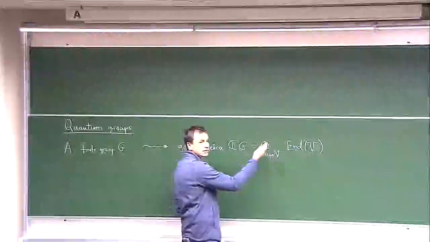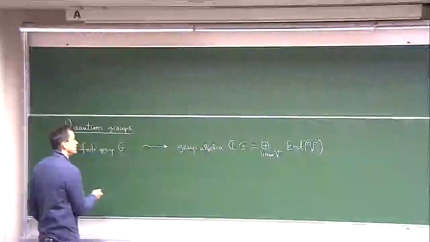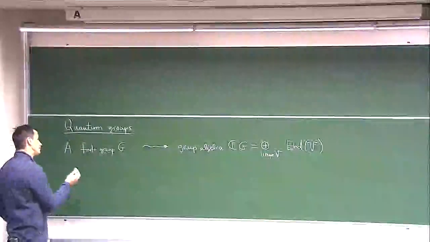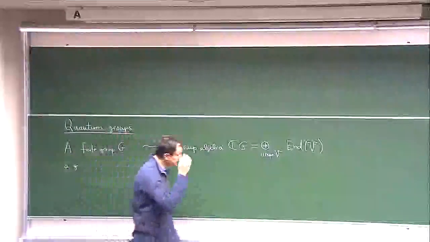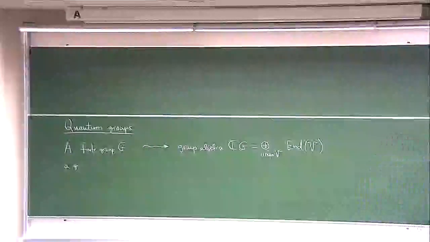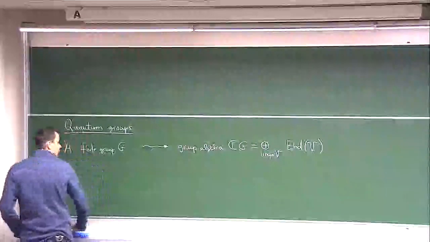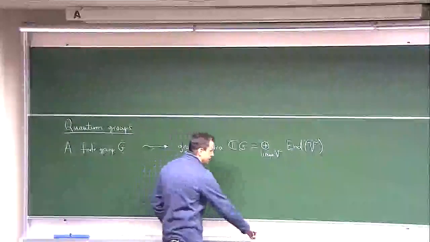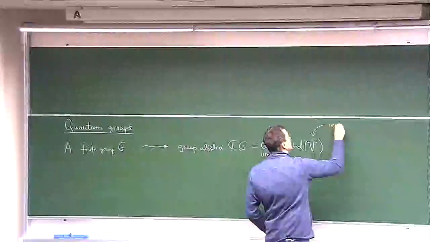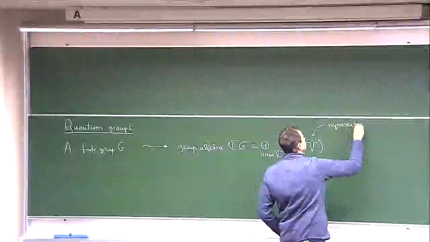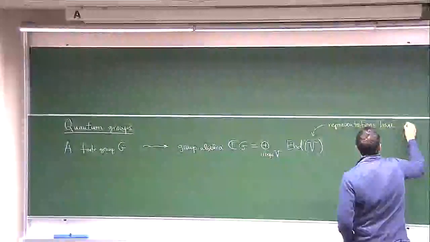This is not just an associative algebra. If we have a group, we have a tensor product of representations. So the group has representations, and these representations have a tensor product.